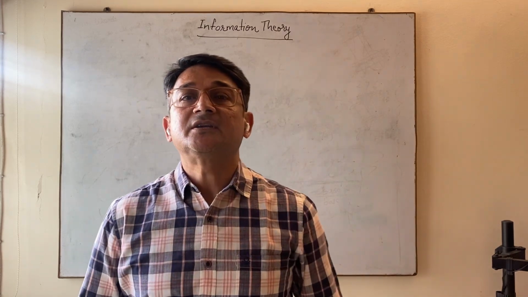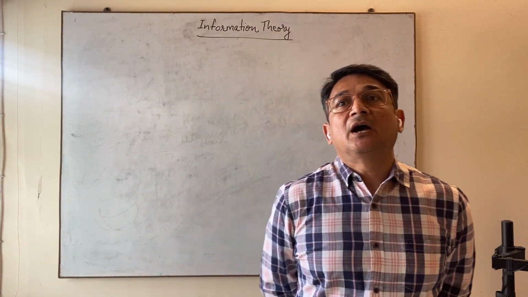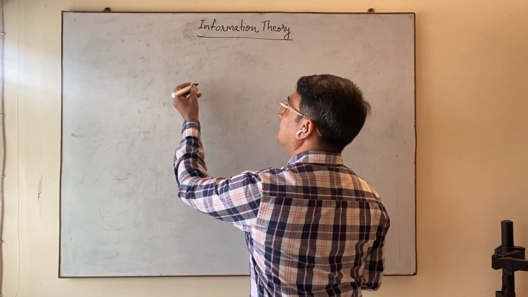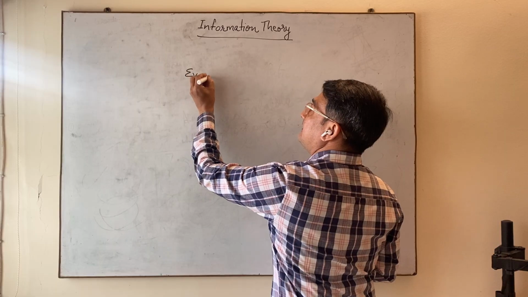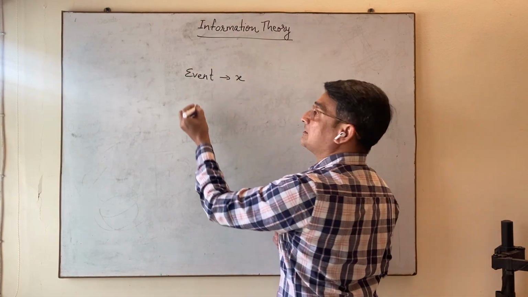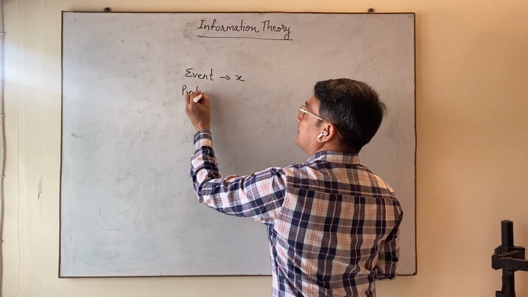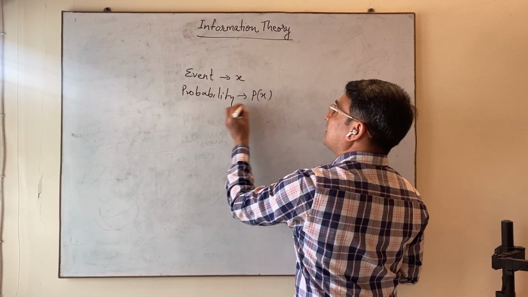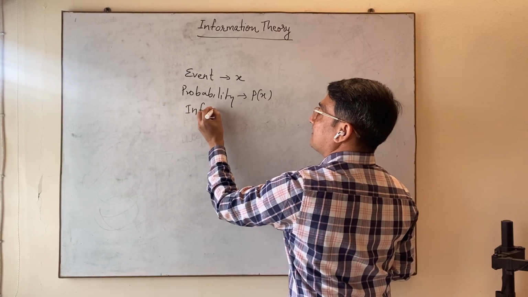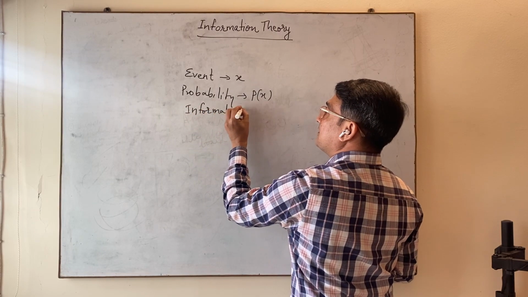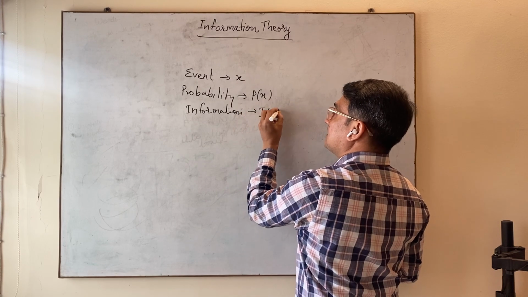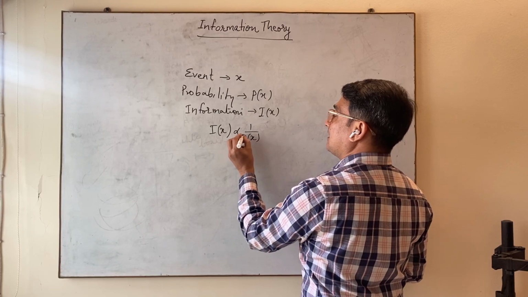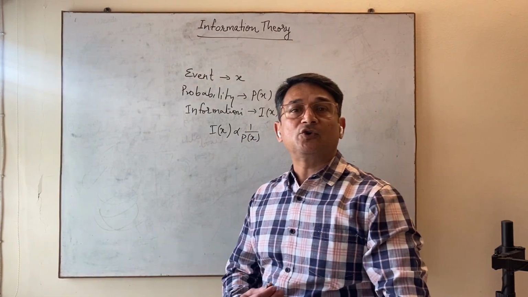And information theory is basically a branch of probability theory. How is information theory a branch of probability theory? Let us consider this concept. Let us say an event X. The probability of that event is P of X, and the information content in that event is I of X. So the relation between information and probability is that I of X is inversely proportional to P of X.